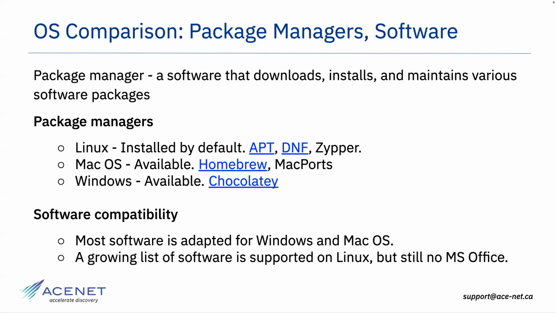macOS doesn't come with a default package manager, but you can install a third-party one. And the most popular package manager for macOS is Homebrew. Starting from Windows 10, Microsoft provides App Installer, which can be viewed as a package manager. And one of the most popular third-party package managers available for Windows is Chocolatey. So let's take a quick look at one of the package managers to give you a sense of what it is and how to use it.